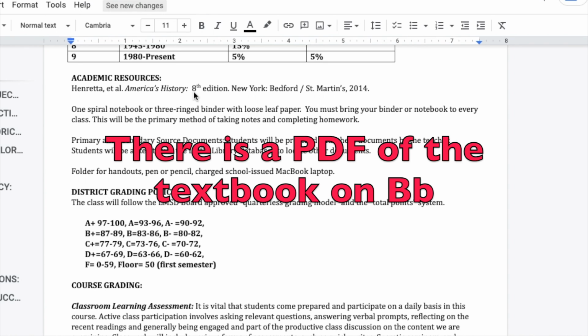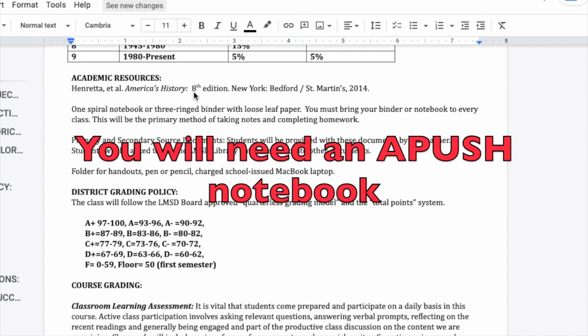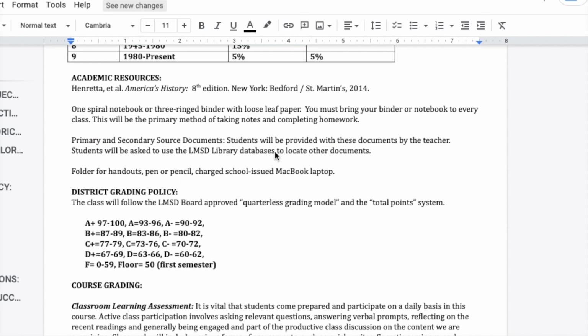Every student should have a spiral notebook or a 3-ring binder with loose leaf paper in it for taking notes in the handwritten fashion. It will be also a place where you can collect the handouts from class. As you can see, we will go over many primary and secondary documents. You should have a writing utensil with you. Every class period, you should have your charged school-issued laptop.